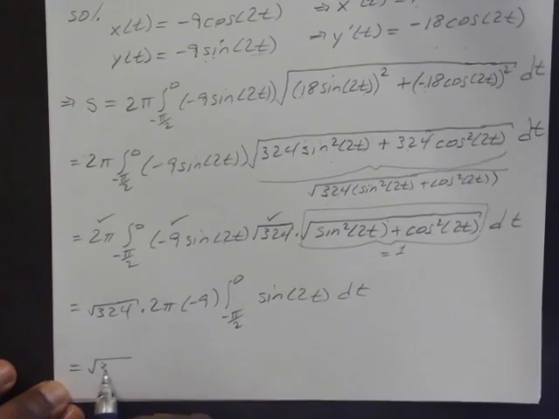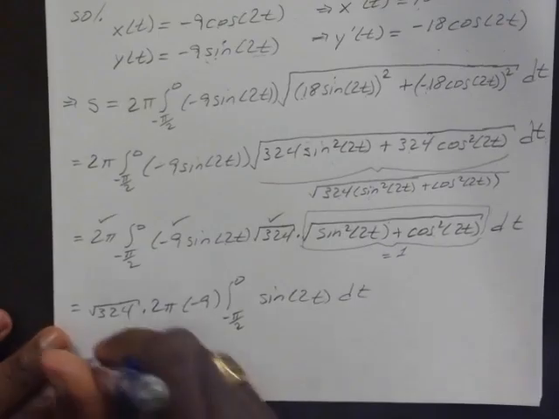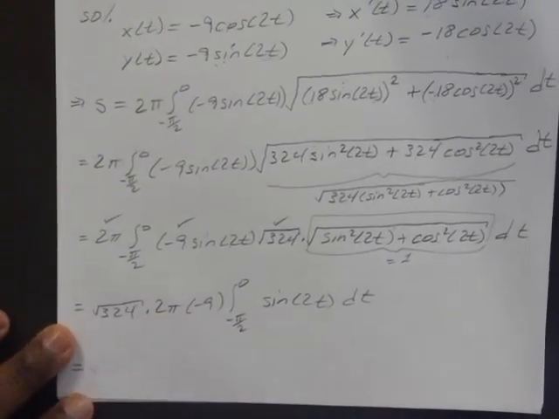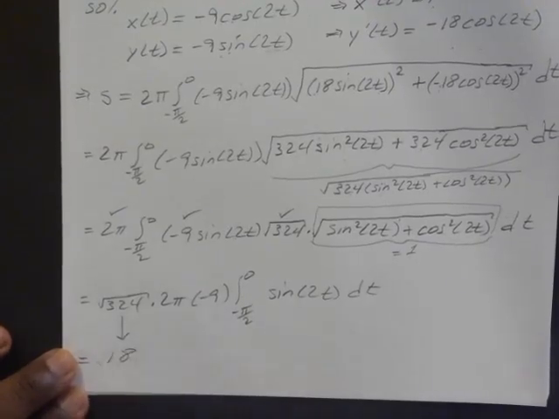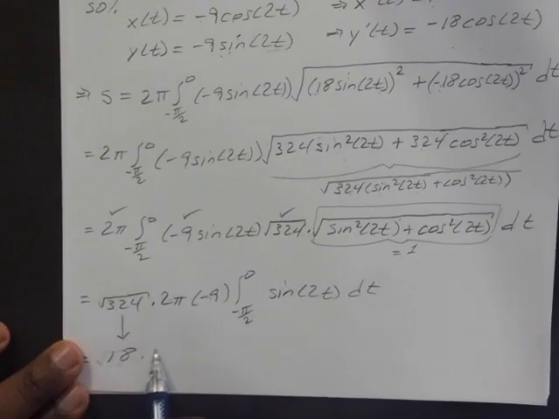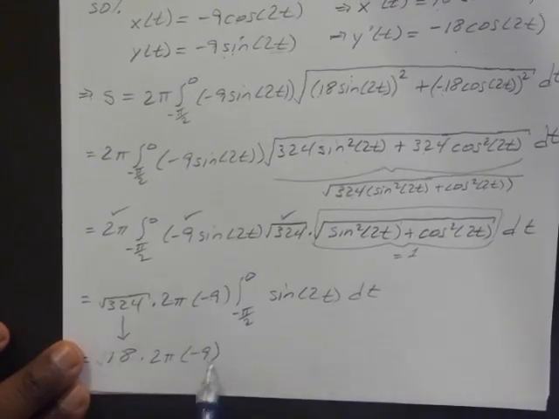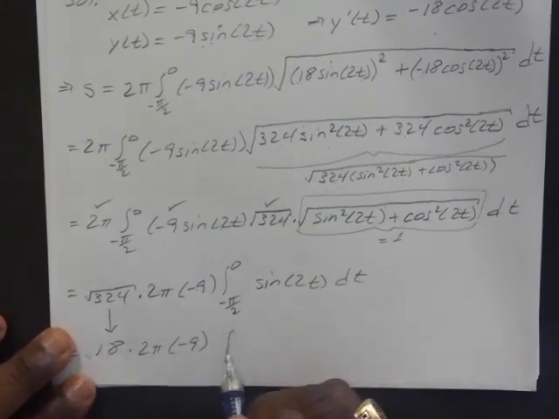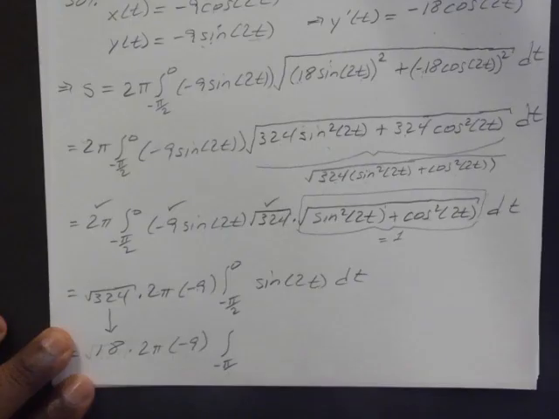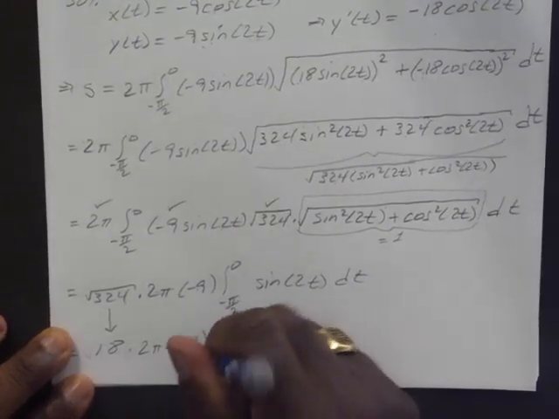Okay, so we have our square root of 324. Actually, the square root of 324 is just 18. So we can just stop writing that and just put that 18. And I'll leave this factored only because it's going to simplify a little bit. So I'll leave it as 2 pi times negative 9. I mean, you could work it all out and still simplify it at the end, but it's a little easier to do it here. Okay, times the integral from negative pi over 2. Actually, we can go ahead and integrate that. No point in rewriting it all over again.